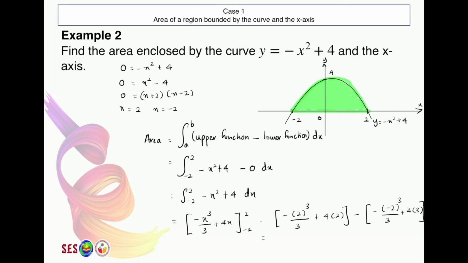Okay, so the first bracket you'll be getting 16 over 3 minus the second bracket you'll get minus 16 over 3. So minus meets minus, you'll get plus. So you add them up together, you'll get 32 over 3. So 32 over 3 unit squared, because we are currently finding the area enclosed by the curve, so it has to be unit squared. So this is how you solve question like this. Okay, so we're going to continue with example number 3.